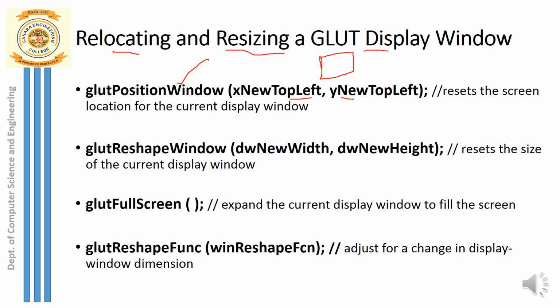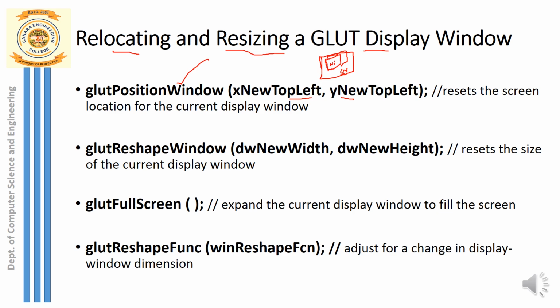If this is my display window, the outer rectangle I have drawn refers to the screen, that is the monitor, and the small portion is my current display window. Assume that there are multiple other display windows, one behind the other, and I have one foreground display window which I call the current display window. If I want to reset the position of this active current display window, I can use the function glutPositionWindow, wherein you pass the parameters as the new position to draw the display window.